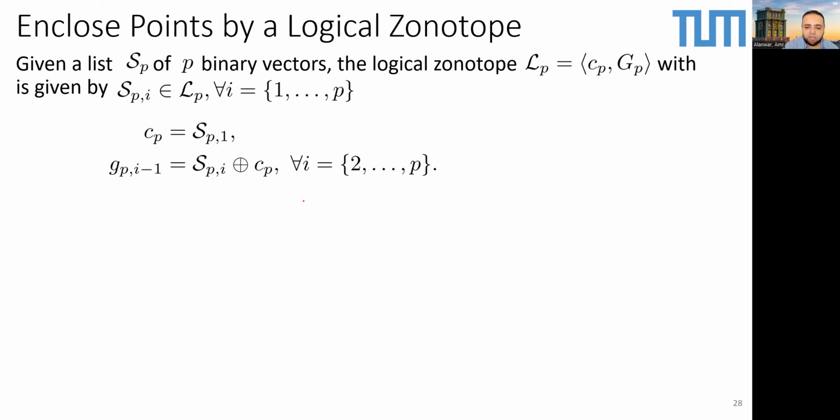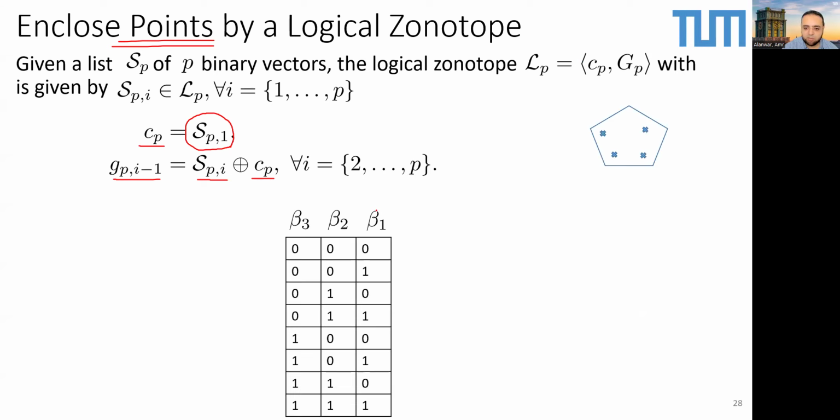Now, the weak points in the work that still need enhancement, and there are a lot of open doors to enhance. So if you would like to convert points into a logical zonotope, we take the first point as the C and then XOR every point with C to get a new generator. This is inspired by the truth table.